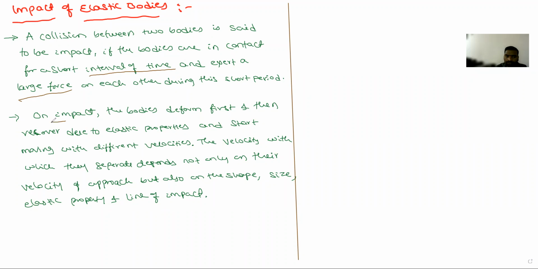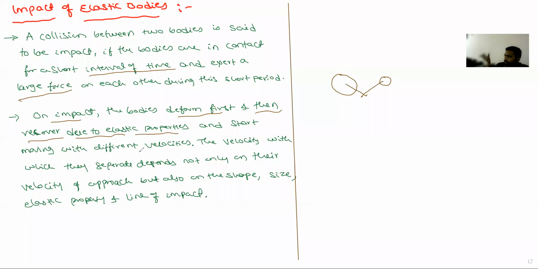On impact, the body is deformed first. See, this is one large body and this is one small body. They will collide with each other. When they collide, the bodies get deformed; the body shape will change. They get deformed first and then they recover due to the elastic properties. See, we are dealing with elastic bodies. As they have elastic properties, they will recover.